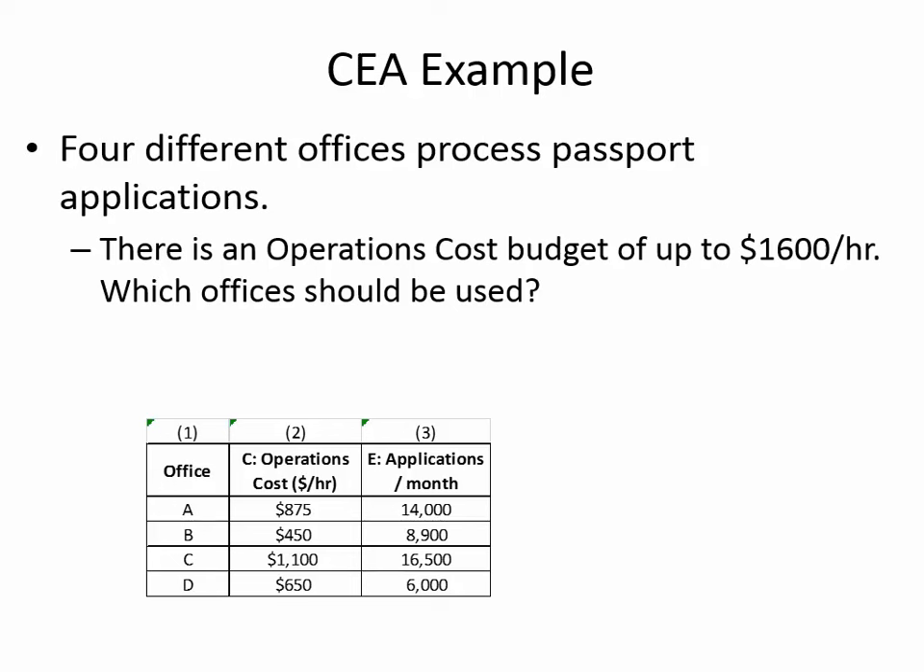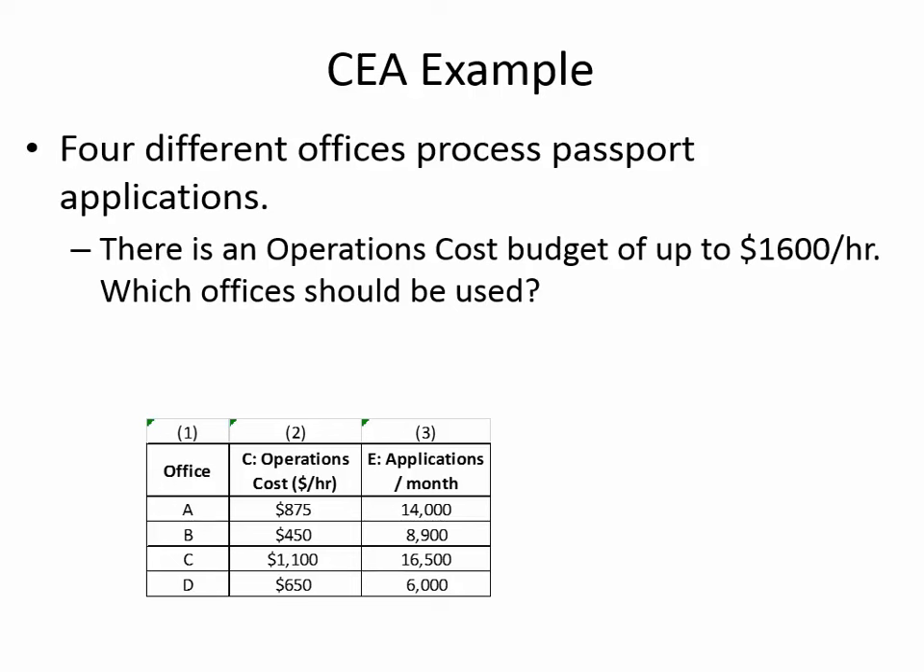All right, so here's an example of how we apply the method. Let's say, for instance, that there's 4 different offices where they're processing passport applications. And so Office A, just based on how many people work there and the value of the real estate and the machines that they have, the total costs of Office A, including all of the things that go into the cost, are $875 per hour. And you can see that, for instance, Office C is more expensive. Maybe it's a bigger office with more people. Maybe it's in the more expensive part of town, so the rent is higher. Some of them are cheaper.